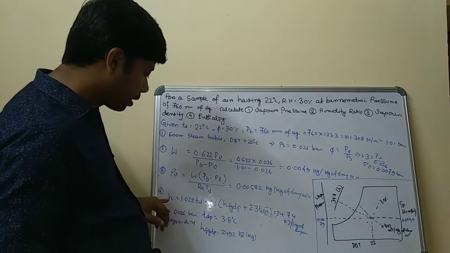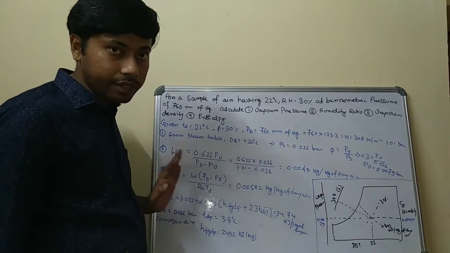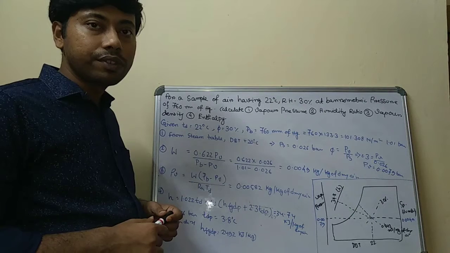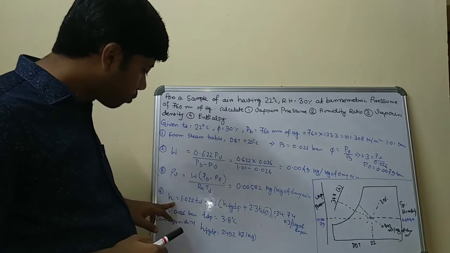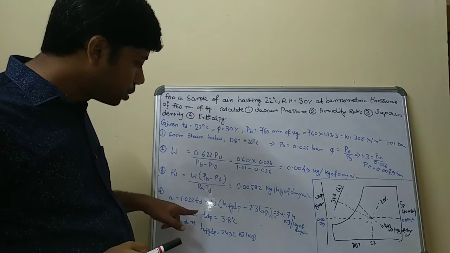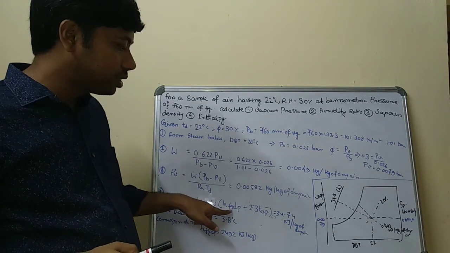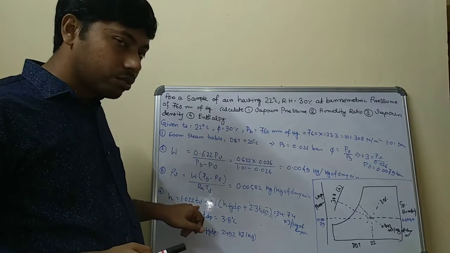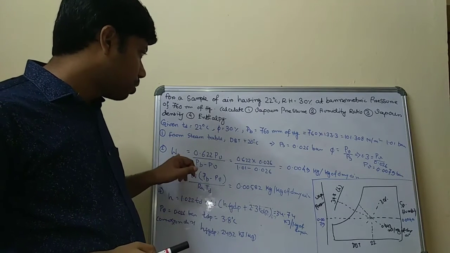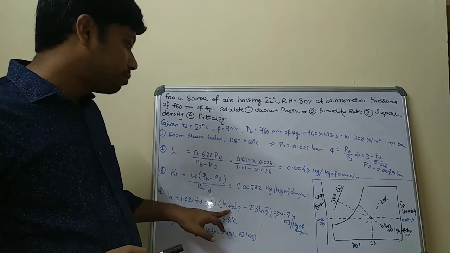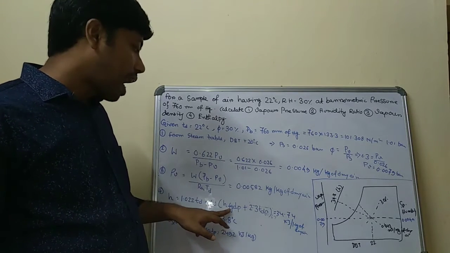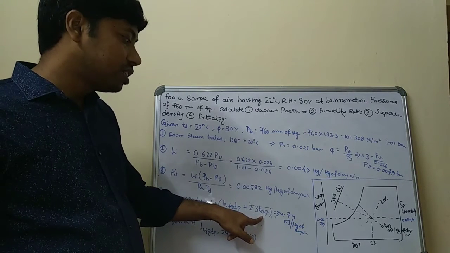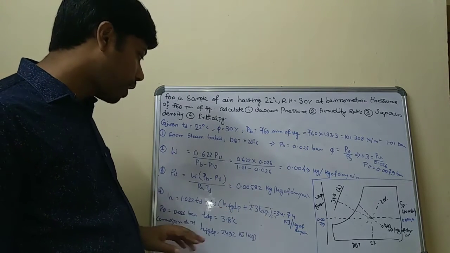Now the last one is enthalpy. We already discussed how to calculate the enthalpy of moist air. The formula is H equal to 1.022 TD plus W into (HFG at TDP plus 2.3 TDP). TD, as you know, is the dry bulb temperature, W is your humidity ratio, HFG means latent heat of vaporization at the corresponding dew point temperature, and TDP means dew point temperature.